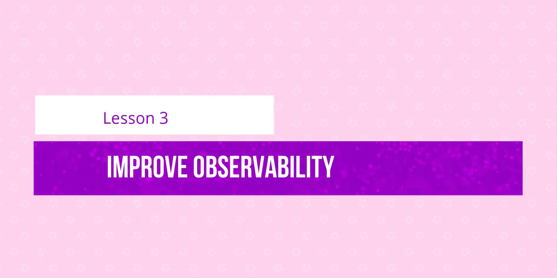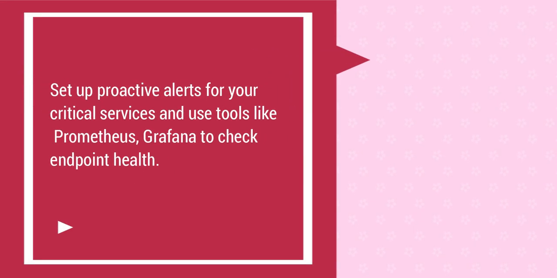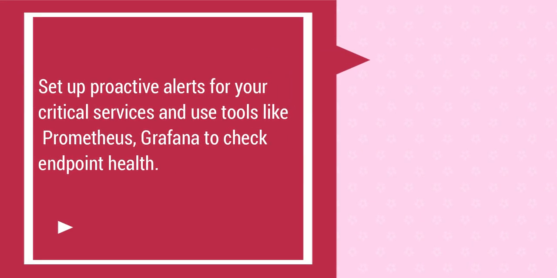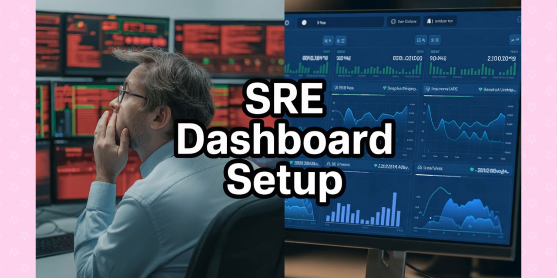Lesson 3. Improve observability. You can set up proactive alerts for your critical services. You can use tools like Prometheus and Grafana dashboards to get endpoint health checks for your critical services. I have already created a small video on SRE dashboard. You can refer to that to create your own SRE dashboard.